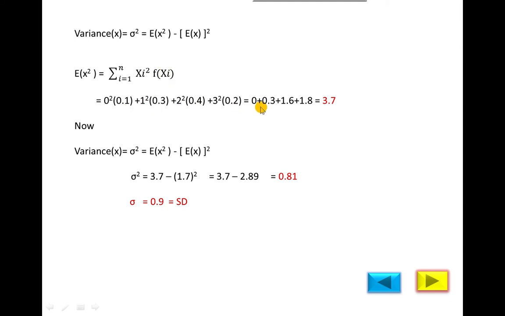So simplify this, you will obtain E(x square) equal to 3.7. Now substitute in the formula: E(x square) 3.7 minus E(x), which you have already calculated as 1.7, whole square. Simplify this: 2.89, subtract from this, gives 0.81, this is the variance. The standard deviation will be the square root of 0.81, which is 0.9. So this is the standard deviation of the given probability distribution table.